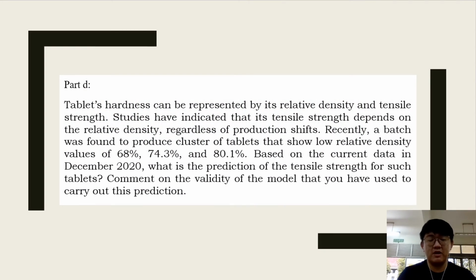Now, let us talk about part D. From the instruction given, we know that the tablet's tensile strength is related to its relative density, and we were required to predict the tensile strength when relative density is at 68%, 74.3%, and 80.1%. After that, we need to clarify the validity of the model being used to carry out this prediction.